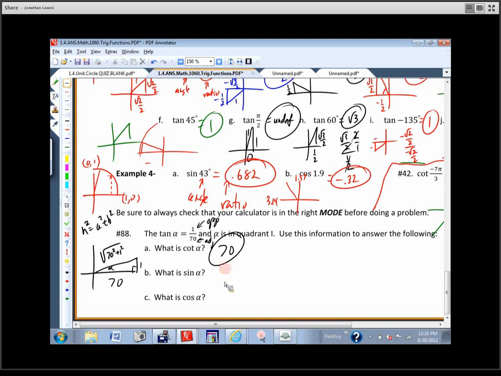So the sine is going to be the opposite, which is 1 over the square root of 4901, I think is what it is. 70 squared is 4900. 1 squared is 1, so 4901. And then the cosine would be 70 over the square root of 4901, because that would be the adjacent over the hypotenuse, or the x-coordinate over the radius. Are there any questions?